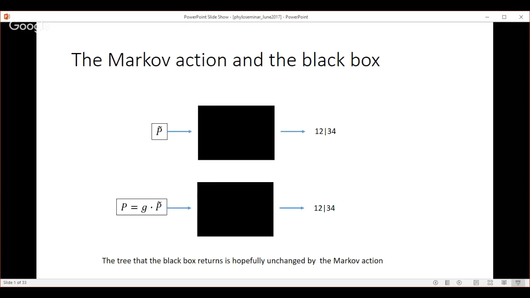What do I hope comes out? I hope that the answer doesn't change. So in a sense, this is another sort of symmetry, if you like, of my method, that it should not be affected by evolution on pendant edges. What we're really wanting in a phylogenetic method is to return this sort of tree topology. So the internal bit of the tree is the bit that we care about. And in some sense, these pendant edges are sort of nuisance parameters.